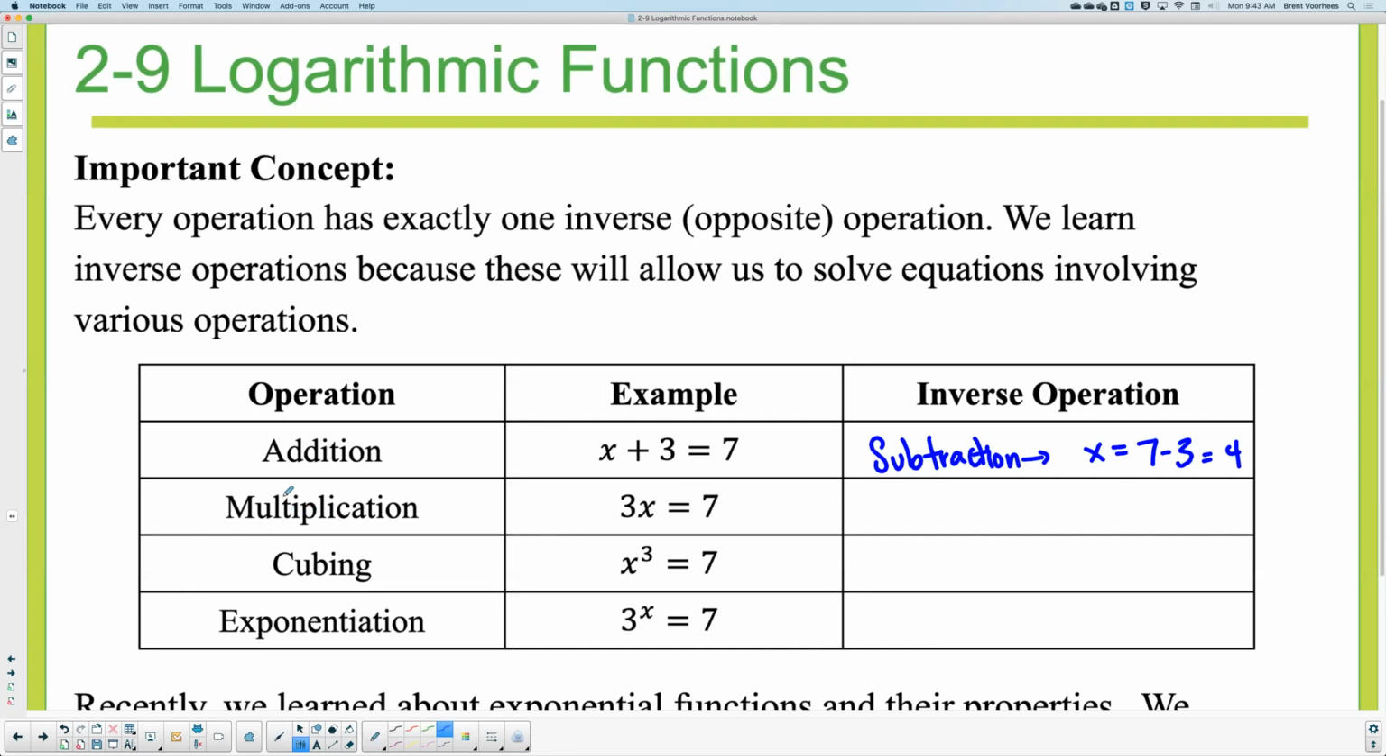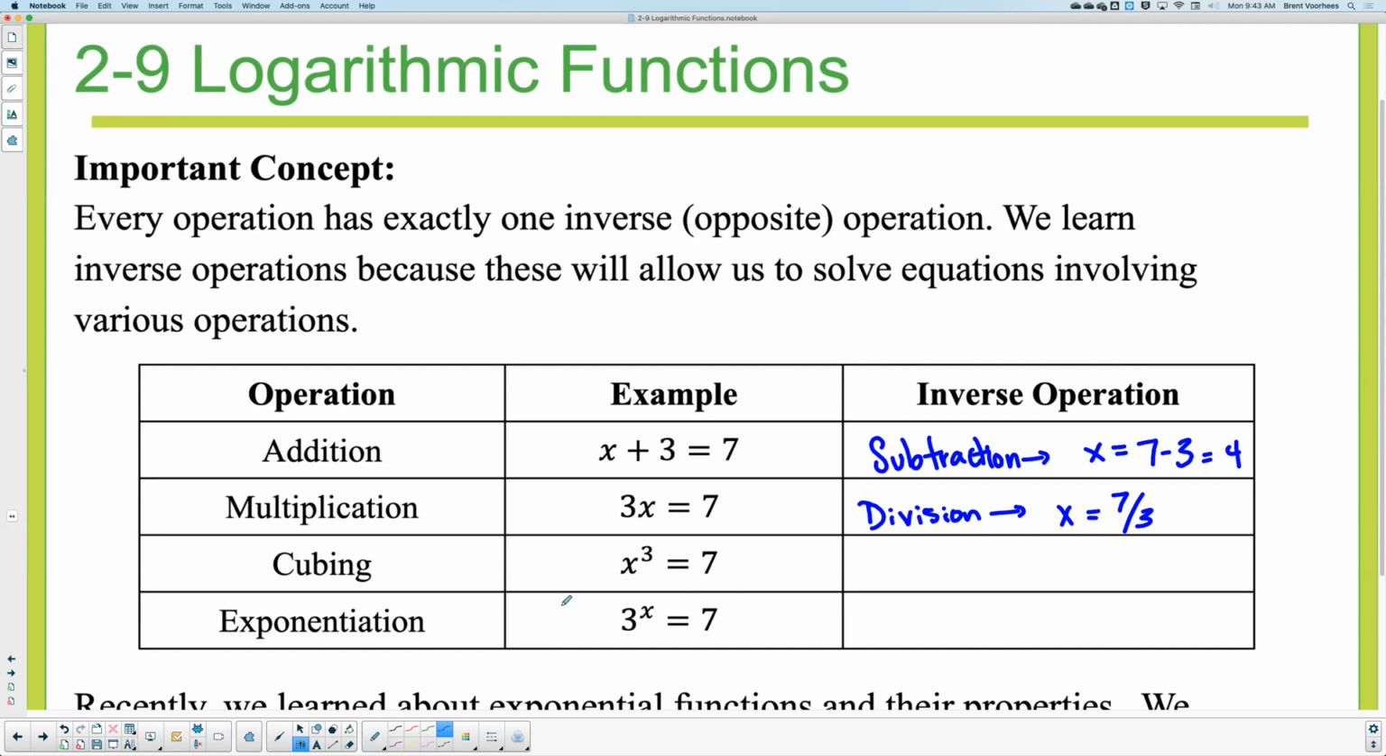Or here, what's the opposite operation, the inverse operation of multiplication? Division. Let's go ahead and fill this in. Division. And so if I wanted to get x by itself, x isolated is the mathematical term, you would divide both sides by 3. And so we'd have x equals 7 divided by 3. Can that be reduced? No. 2 1/3, we'll leave it like that.